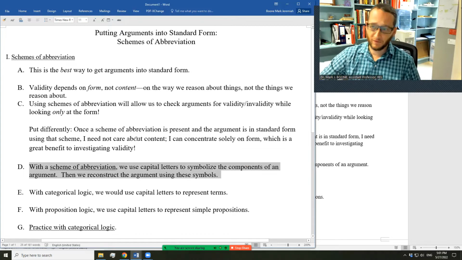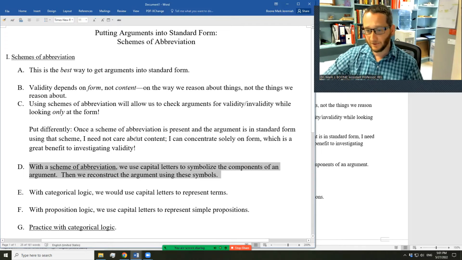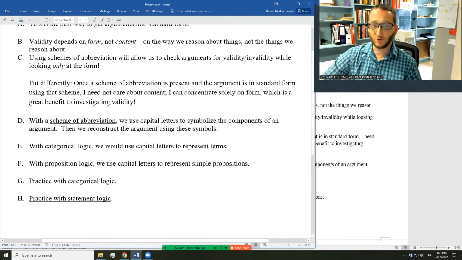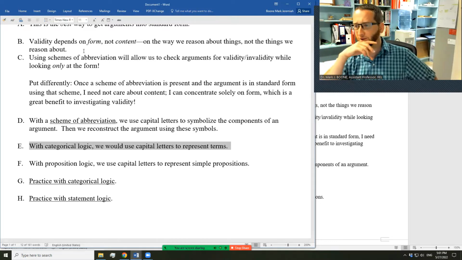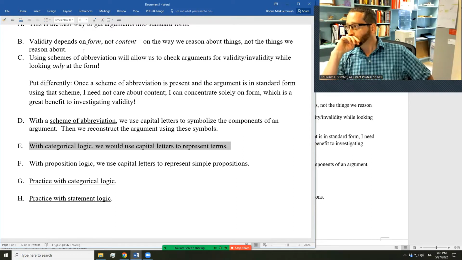So here's what a scheme of abbreviation is. It's using capital letters to symbolize the components of an argument. And then we reconstruct the argument using those symbols. With categorical logic, we would use capital letters to represent terms. With proposition logic, we use capital letters to represent simple propositions. Oh, I didn't spell this out yet in this video. It's been done in previous videos.